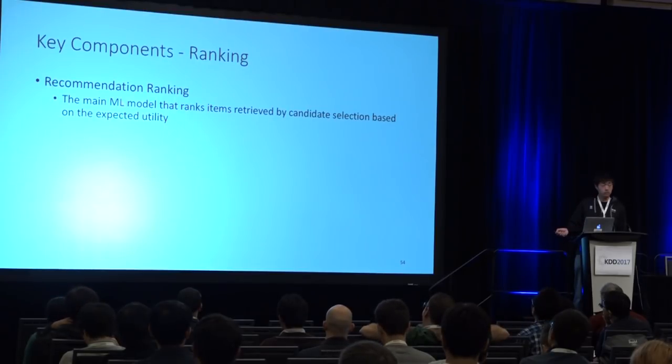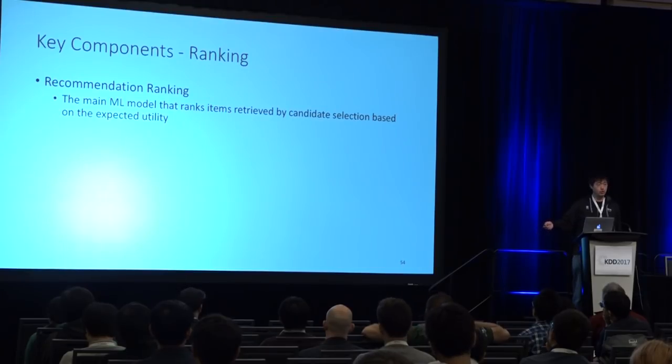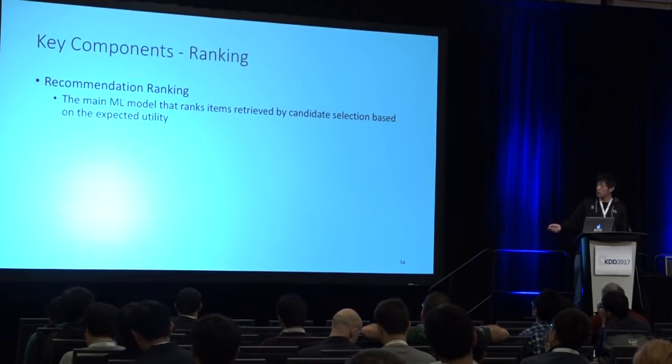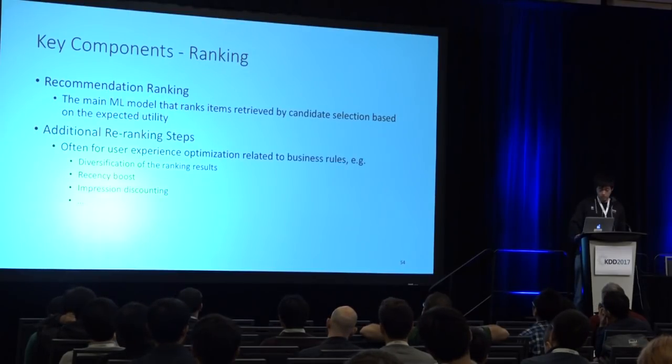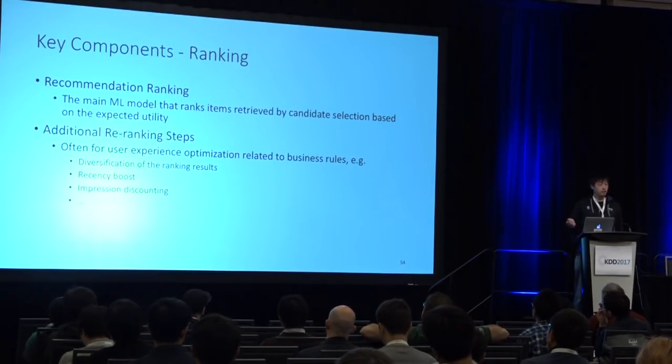This is where you train the model offline and push the model to the online model scorer, or the model store, and then you can get all the items ranked by the model. And what does additional re-ranking steps mean? The additional re-ranking steps here can be many different things based on the business rules.